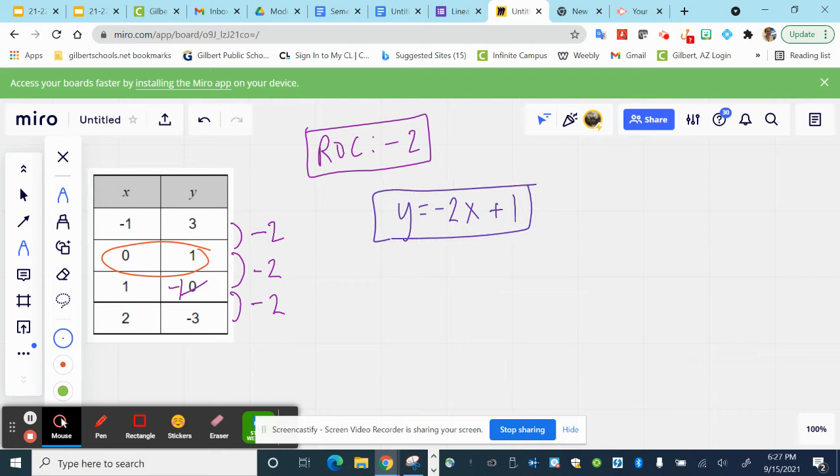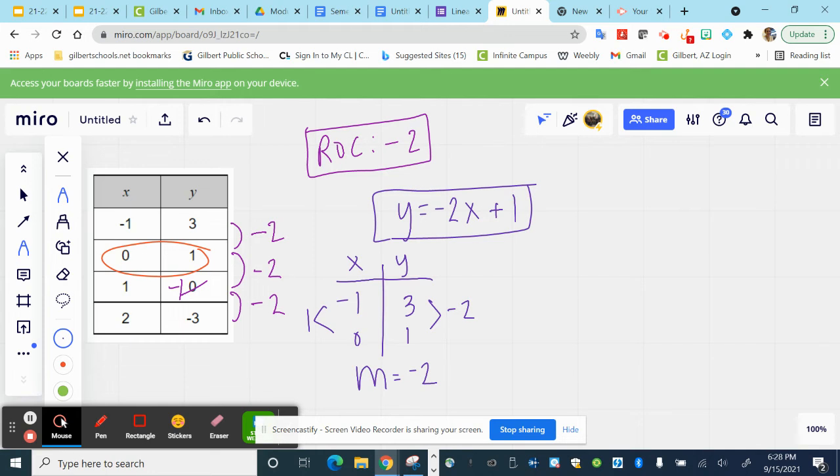If you decided to work through it the way that we have been in class, I'll show you that as well. We have 4 points here. You only need 2 to figure out the equation of a line. So we have -1 and 3 and 0, 1. So 3 to 1 goes down 2, and -1 to 0 goes up 1. Again, this gives us a slope of -2.